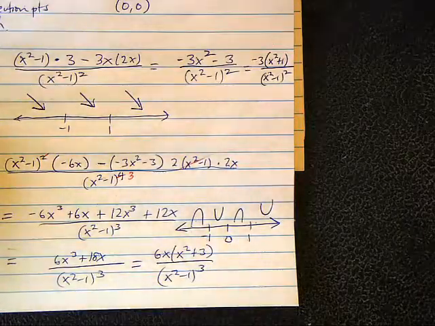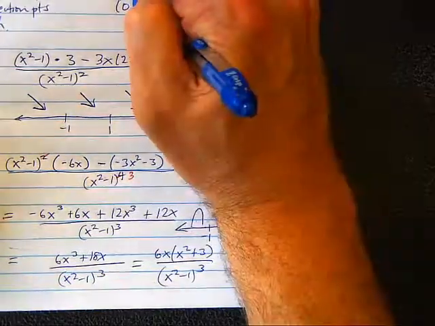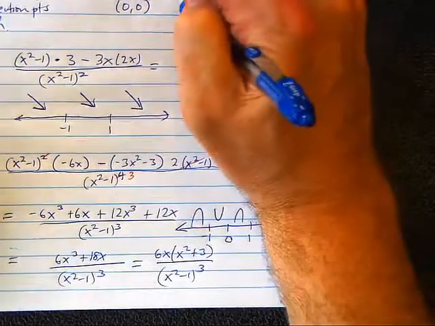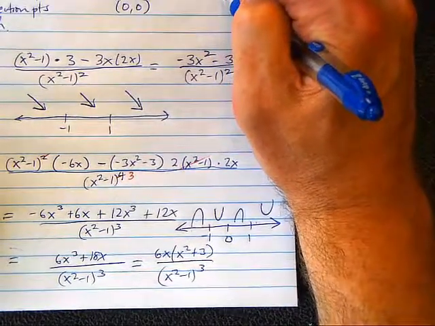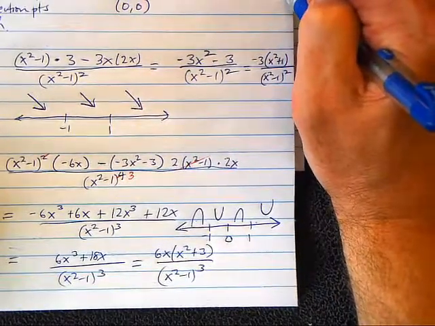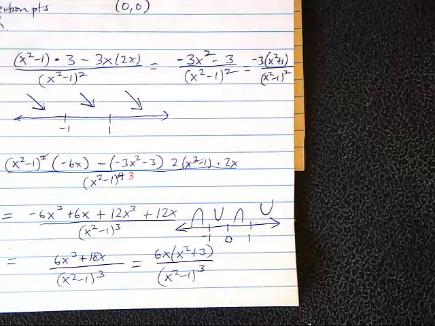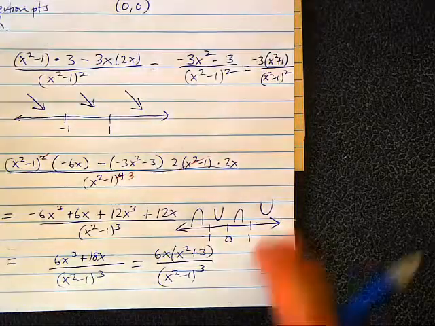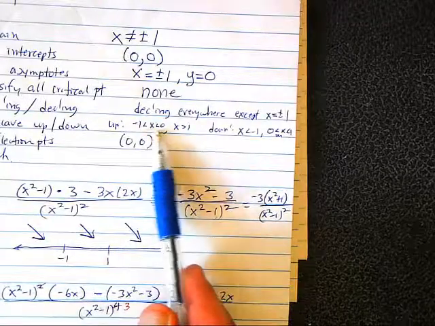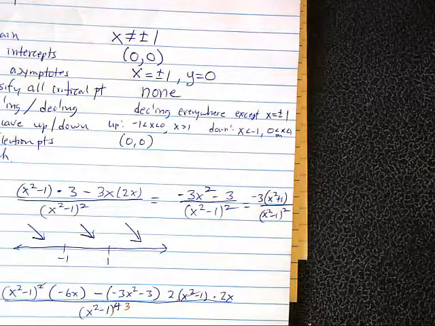And the concave up, concave down: up would be x is between -1 and 0, and x is bigger than 1. And the down would be x is less than -1, and x is between 0 and 1. I wrote up when x is between -1 and 0 and x is bigger than 1. Down when x is less than -1 and x is between 0 and 1.